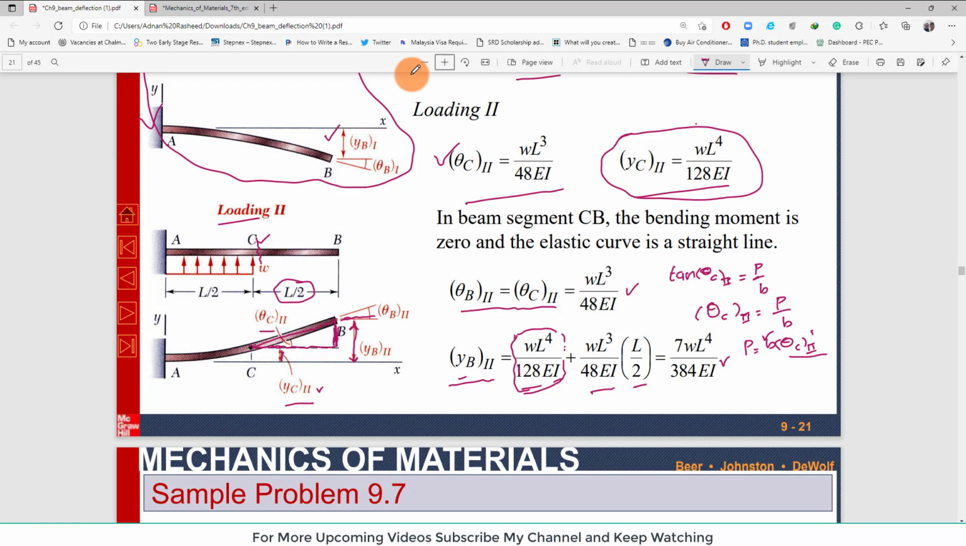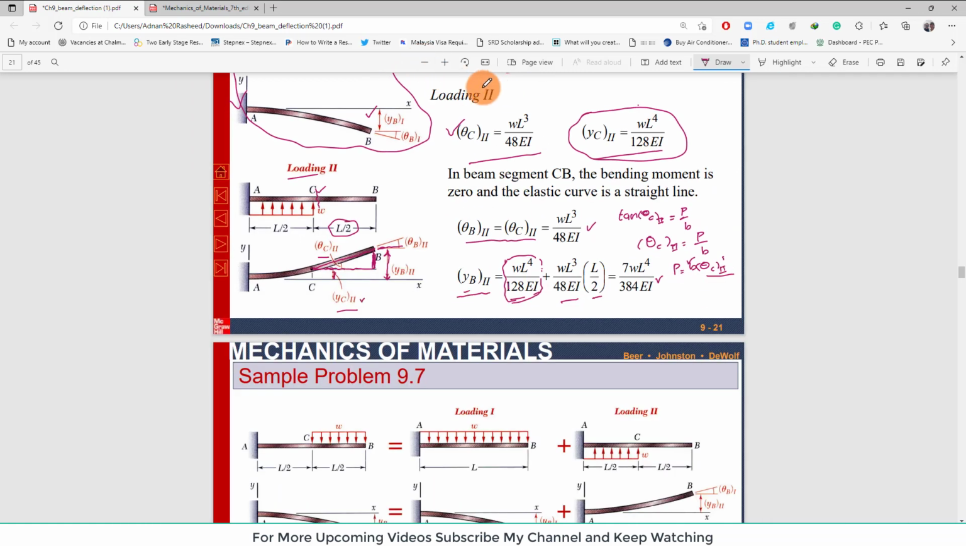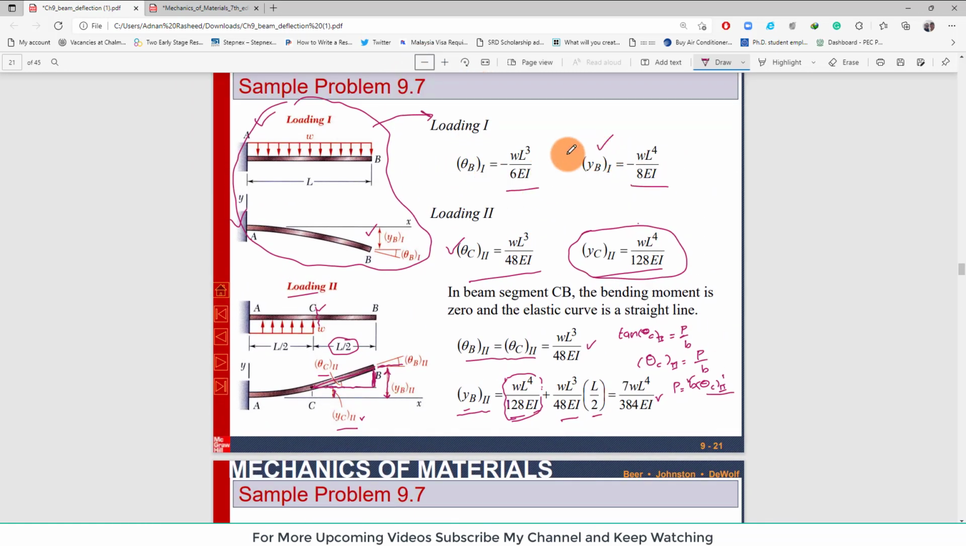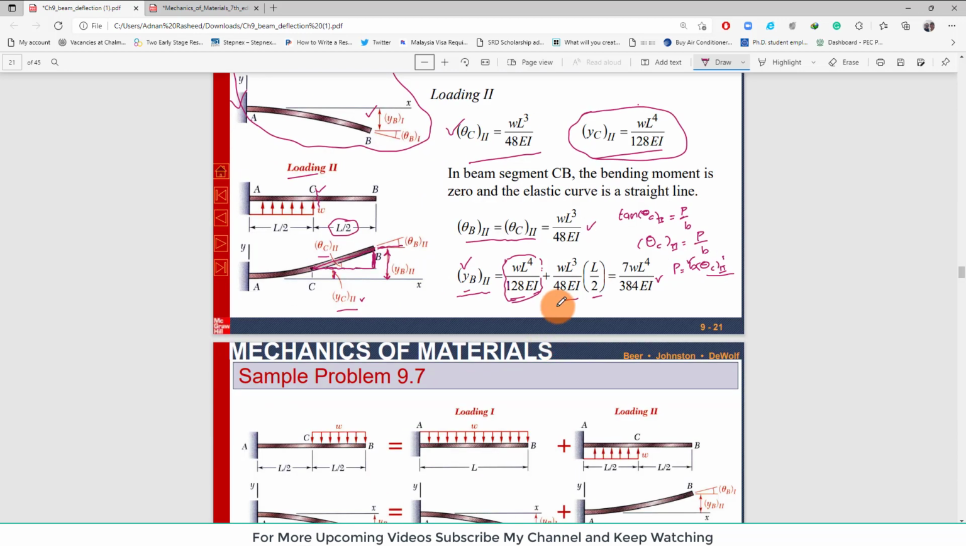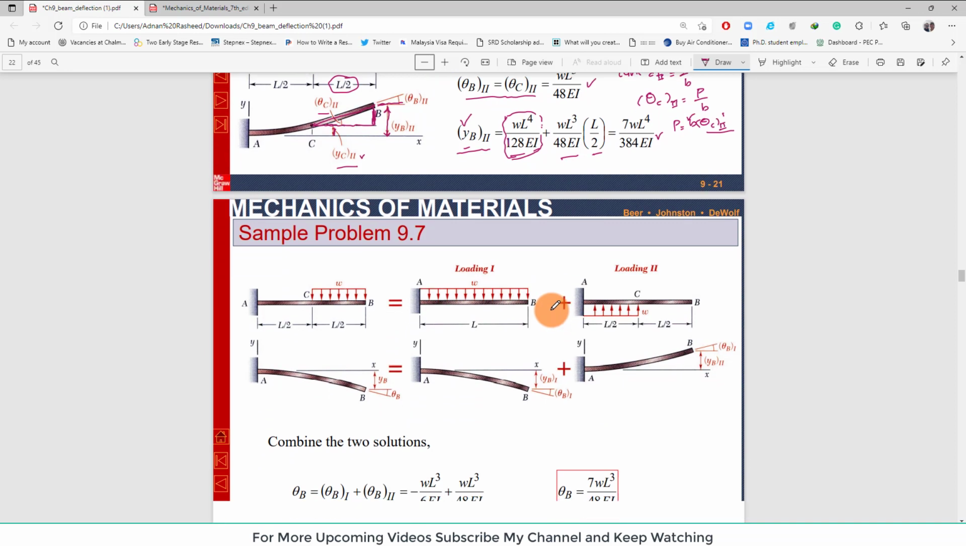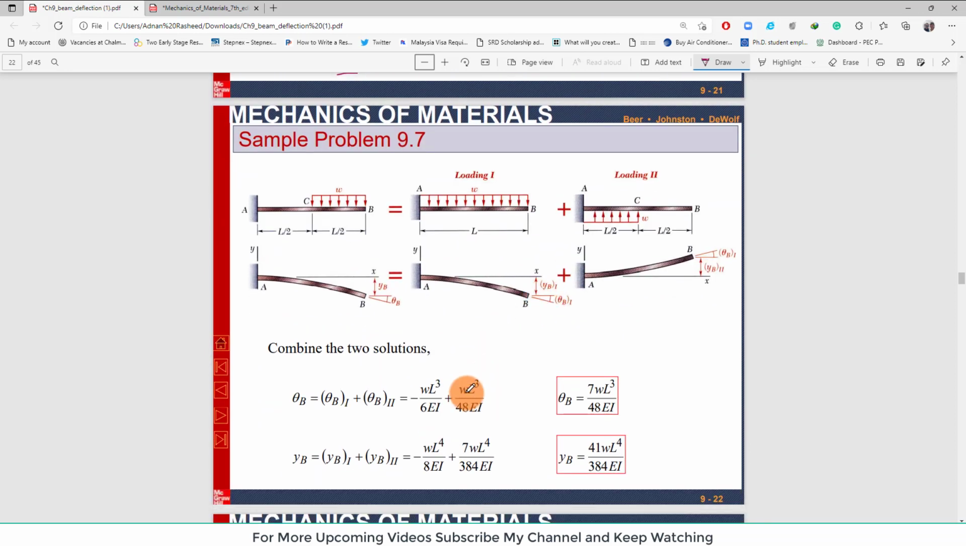Now you have the deflection at point B due to loading 1, and you have the deflection at point B due to loading 2. Similarly, you have the slope at point B due to loading 1 and the slope at point B due to loading 2. So you can add them to find the total deflection at point B and the total slope.